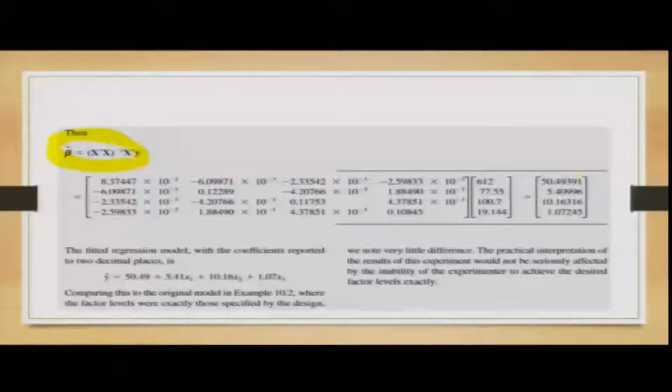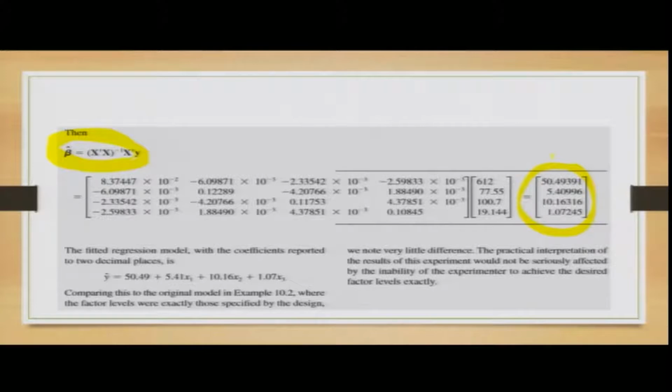The value of beta naught hat is 50.49. I am only reading to the second place of decimal. Beta 1 hat is 5.40, beta 2 hat is 10.16, beta 3 hat is equal to 1.07. The fitted regression model now would be y hat is equal to 50.49 plus 5.40 into x1 plus 10.16 into x2 plus 1.07 into x3. So, this is what is given.